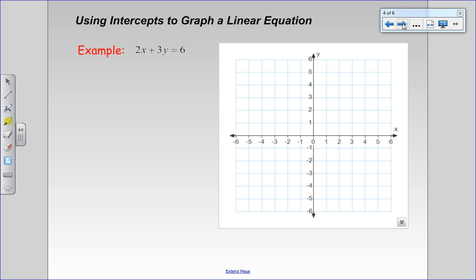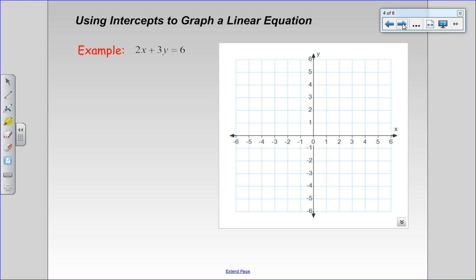First, we'll draw the graph of the equation 2x plus 3y equals 6. Remember that one method we could use to graph this equation would be to solve the equation for y and then generate a table of ordered pairs. However, it's faster to draw the graph of this equation by finding the intercepts.